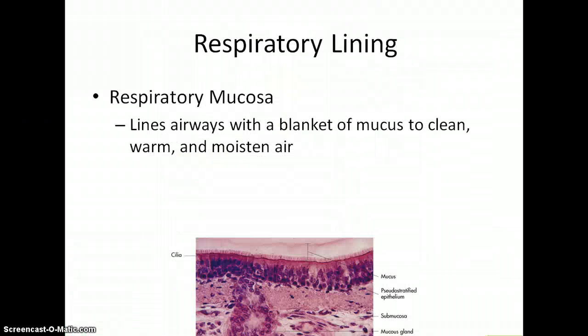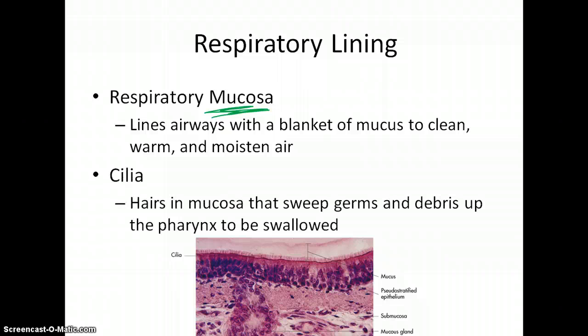But I want you to keep something in mind. From the nose to the pharynx and the larynx, everything is lined with a thick layer of mucus, not only to moisten and warm the air, but to also trap as much debris as possible. And there's another structure in that respiratory lining called cilia. You can see them in this picture. They're tiny, tiny little hairs, and they really help to sweep those germs and debris up over the pharynx, or up over the epiglottis area, and into our esophagus, where they're swallowed, and hydrochloric acid destroys them for good.